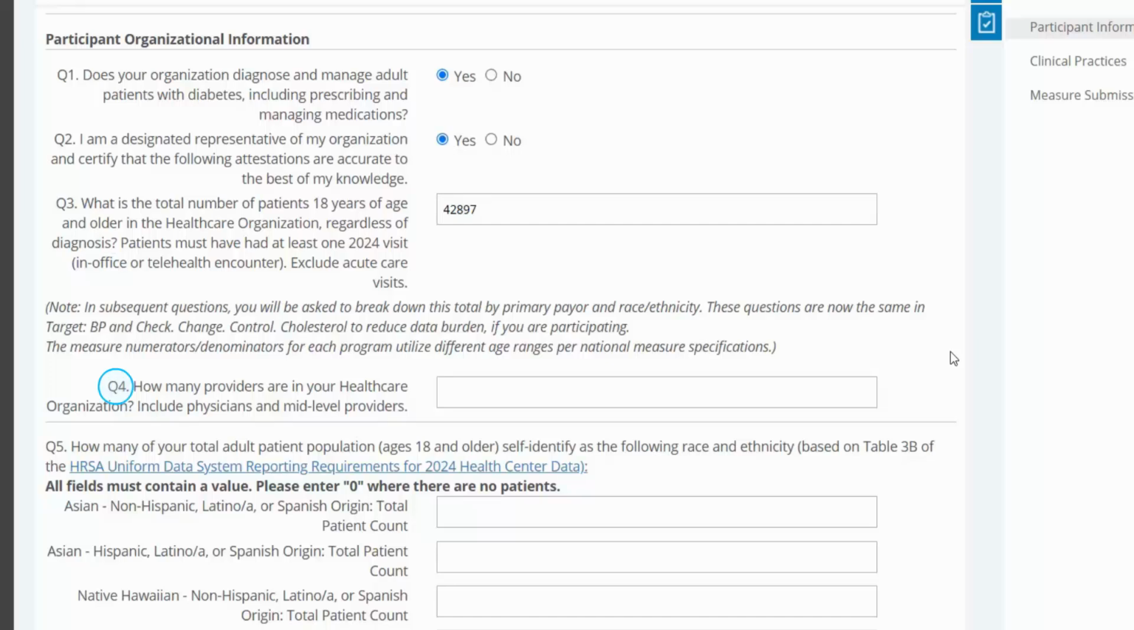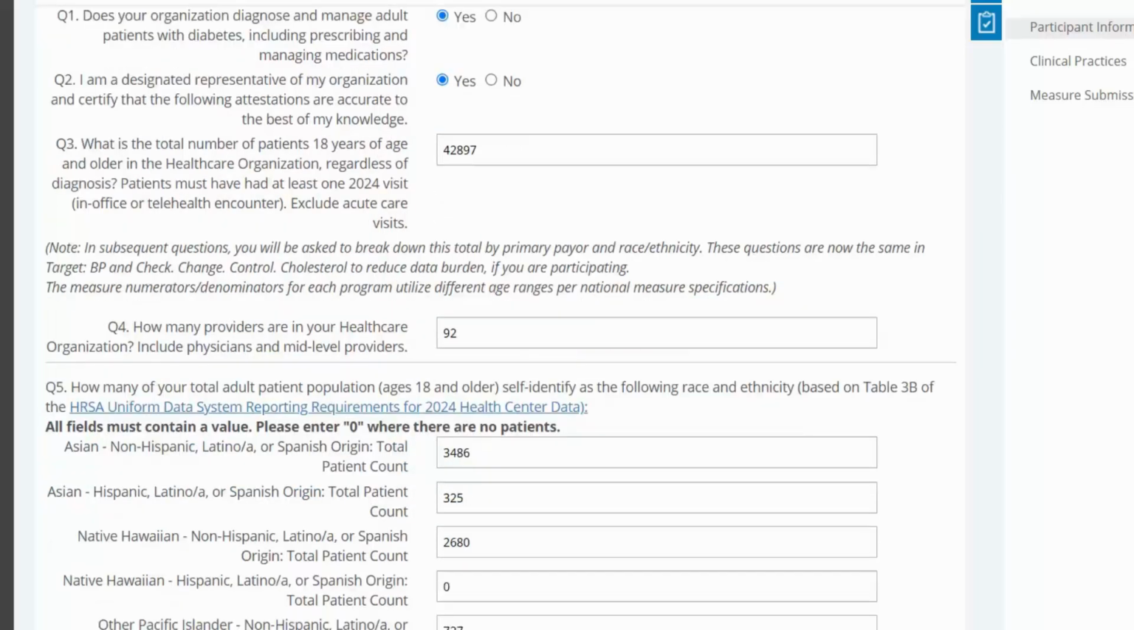For question 4, input how many providers your healthcare organization has. We are looking for all clinicians, physicians, nurse practitioners, and physician assistants in your outpatient organization. My demo organization has 92 providers.